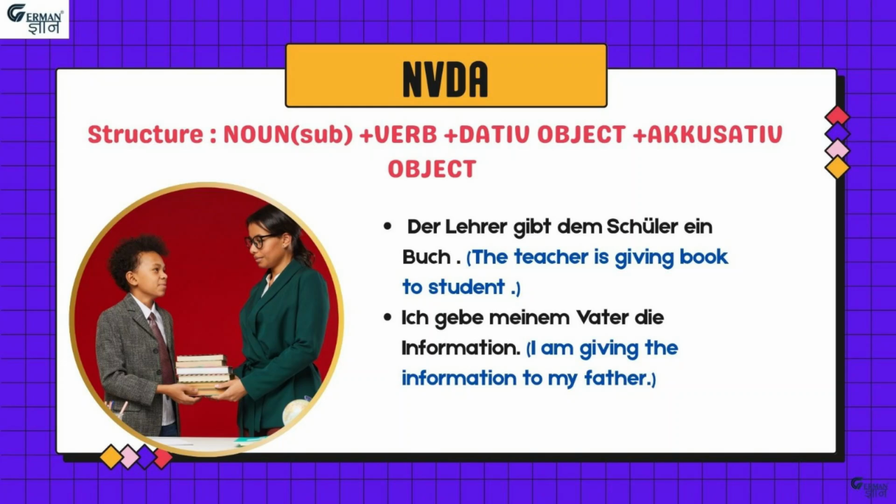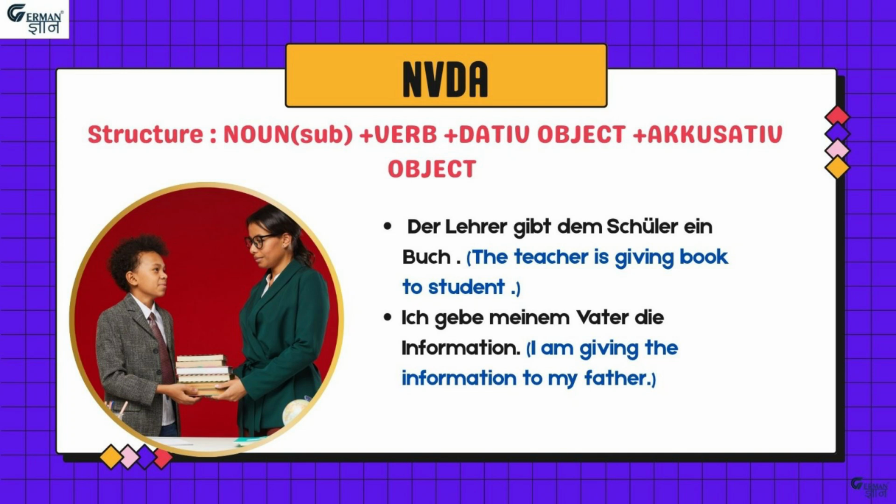NVDA. Now NVDA is not a grammar topic. This is a basic sentence structure which you follow when you are at B2 level and when you write two objects in a sentence. Now the condition for using NVDA is that both the objects should be nouns. So your sentence structure will be, first comes the noun, that is your subject, then your verb, then dative object, and then your accusative object. Remember, dative object will always be the indirect object and accusative will be your direct object.